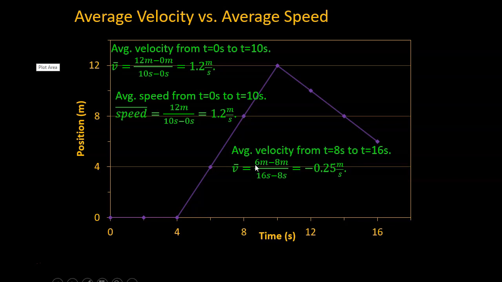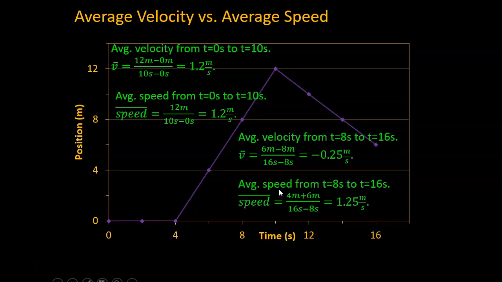So our velocity is the change in displacement, which is 6 meters minus 8 meters, or negative 2 meters, and the elapsed time is 16 seconds minus 8 seconds, which is a total of 8 seconds. So when we do the division, our average velocity is negative 0.25 meters per second. And that just means we're moving in the negative direction at 0.25 meters per second.